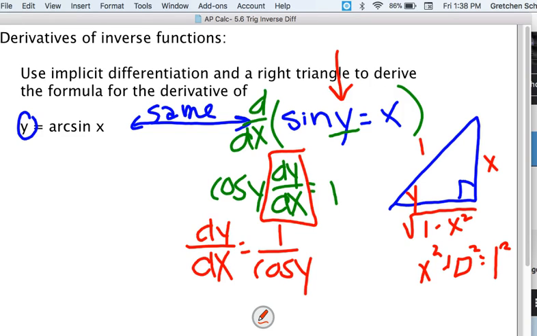Your triangle. If you look at your triangle, can you tell me what the cosine of y is? Yeah. So it's 1 over the square root of 1 minus x squared over 1. Same flip as before. What's that equivalent to?